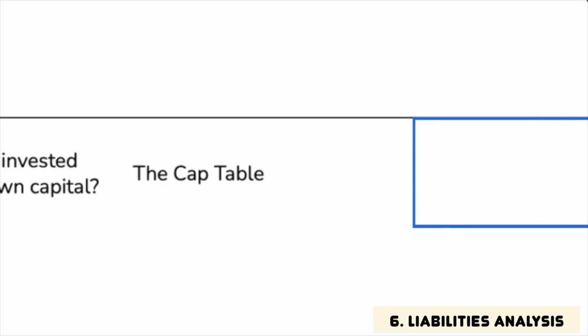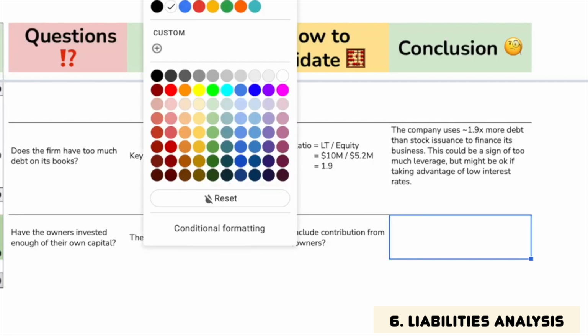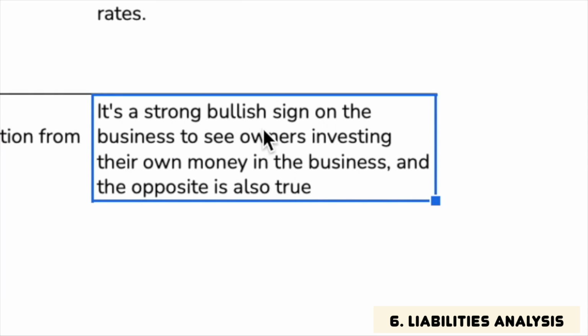And I'm going to look at that and I'm going to see, okay, does the equity include contributions from the founders and the owners of the company? My conclusion by looking at that is going to be that it's a strong bullish sign on the business itself to see that the owners are investing their own money in the company. And the opposite is also true. If you see that they're not investing in the business, it means that they have little faith in the company. And that's how you can tell whether the owners have enough faith in their own company for you to invest in it.